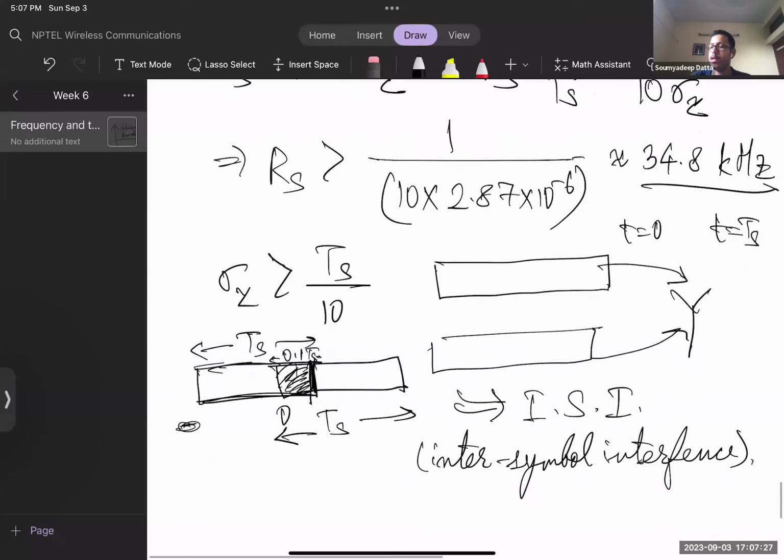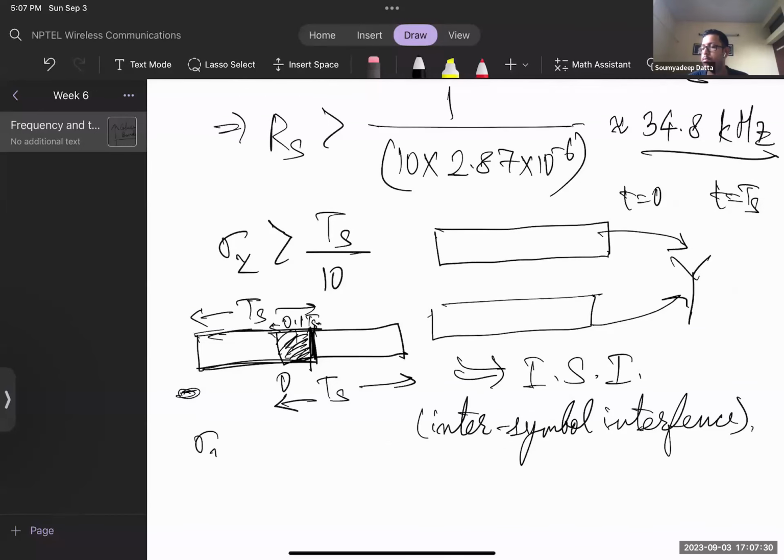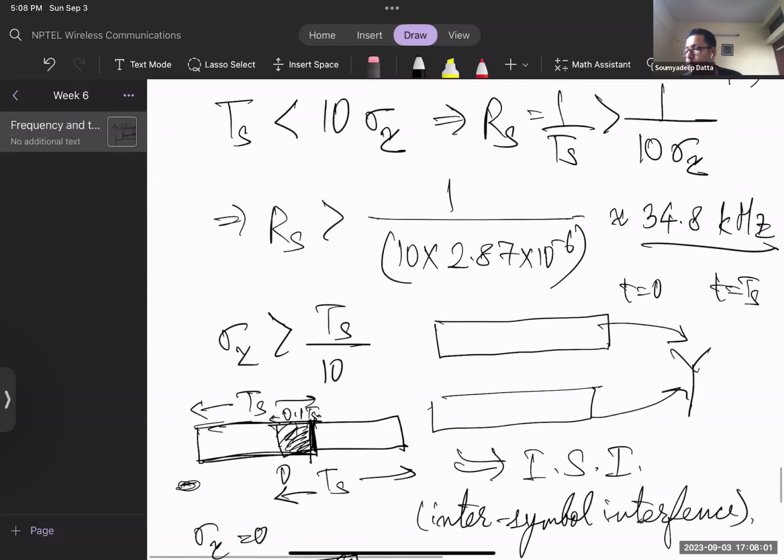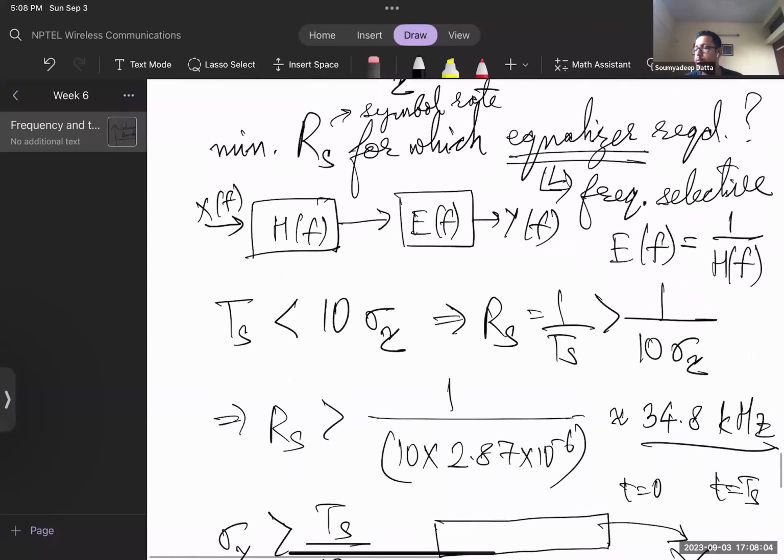Because if sigma tau is identically equal to 0, then you will have one signal and then another signal. But if there is some delay, then because of the delay, this signal will be pushed to a certain extent, and then you will have overlap. By the time the next signal is being sent, there is some overlap between the receiving of the previous signal and the current signal. So you want to minimize that overlap. That is also reasonable.